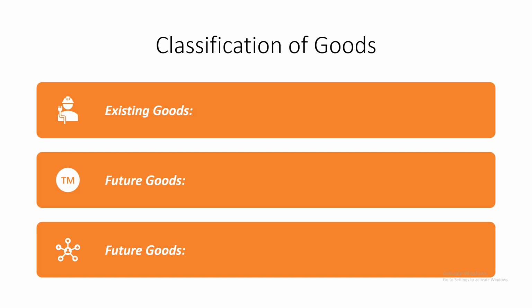The second classification of goods are future goods. Let us check up what are future goods. Future goods means goods to be manufactured or produced or acquired by the seller after making the contract of sale. That is, these are the goods which are not available with the seller at the time when the contract is being made. Therefore, such goods are called future goods.